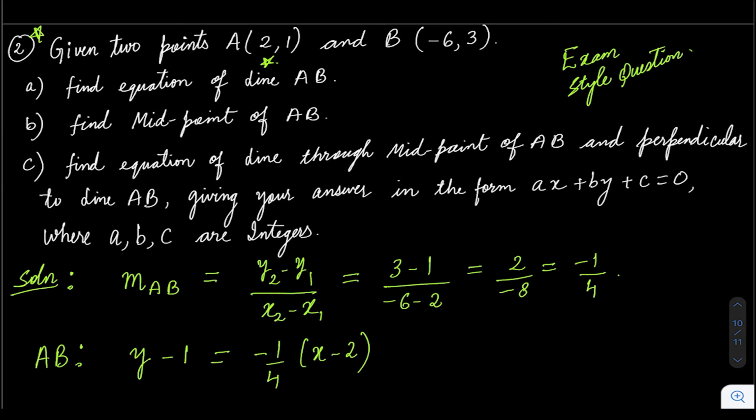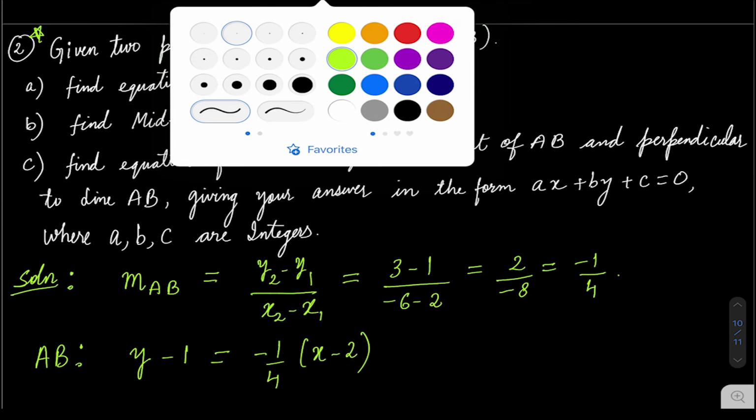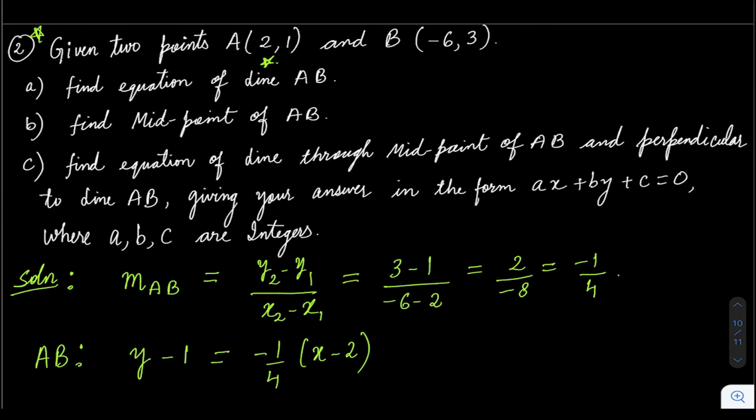Now the second part, find the midpoint of AB. Finding the midpoint is basically, we know we have to take the average. So that we can do directly here. B part, midpoint. So take the average of A and B. The x coordinate average is 2 minus 6 over 2, comma, y coordinate average 1 plus 3 over 2. So this is my midpoint.